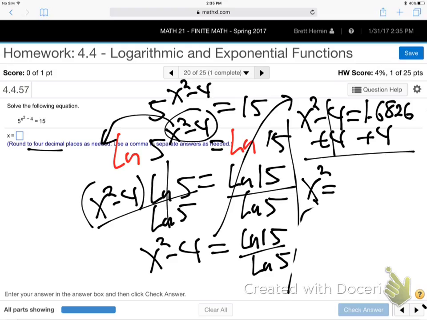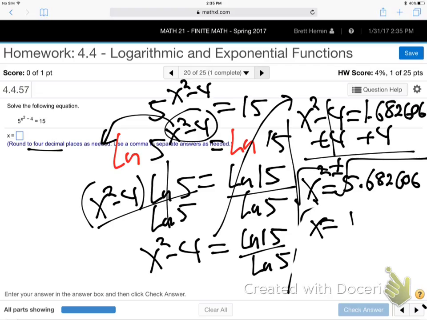1.682606. Add the 4. So what are you guys getting? 5.682606. And then root it, plus or minus. So you know how to use the answer button in your calculator. You can just hit root, and then the answer button, which means the previous answer. It makes it real convenient. You don't have to write it down, type it in again, and all that kind of stuff.